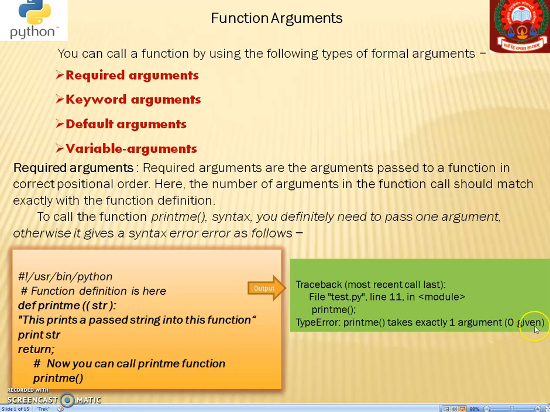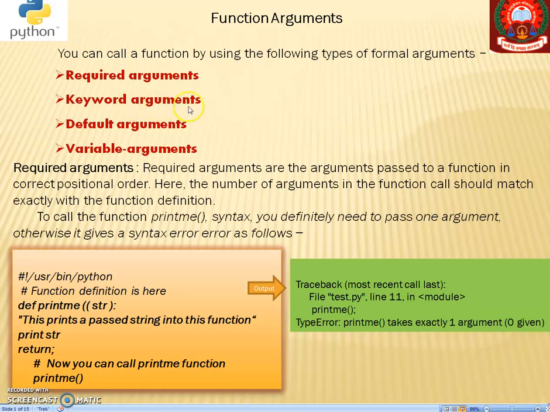Here, one argument given means at least one argument must be there, and if this argument is there, then and only then it will print. So what does required argument mean? Simply, if the required argument is not there while calling the function, it will not run.